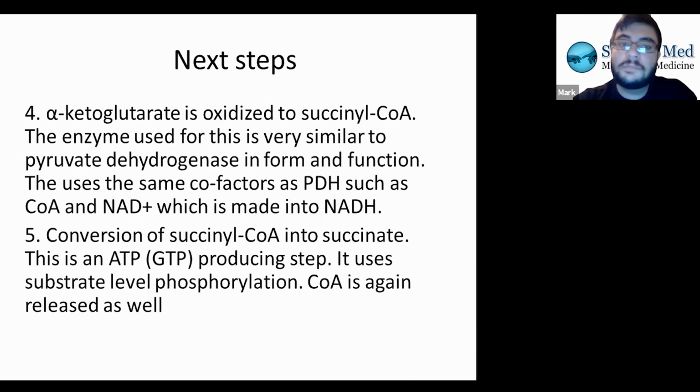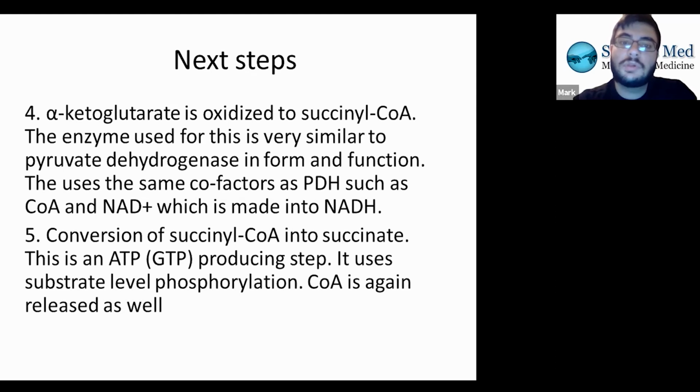Okay. Next, alpha ketoglutarate is oxidized to succinyl CoA. The enzyme used for this is very similar to pyruvate dehydrogenase in form and function. Again, because I didn't really cover the form and function of that one, it's not that crucial, but they're very similar. It has the same E1, E2, E3 components, with fairly similar mechanisms. It uses the same cofactors, such as CoA, NAD+, and those other ones that you didn't have to remember. And it also makes NADH.